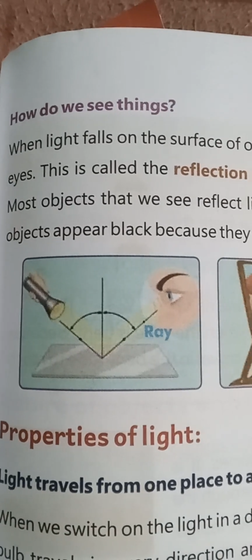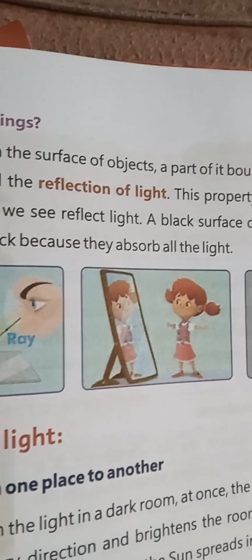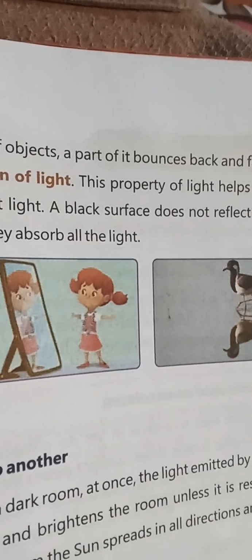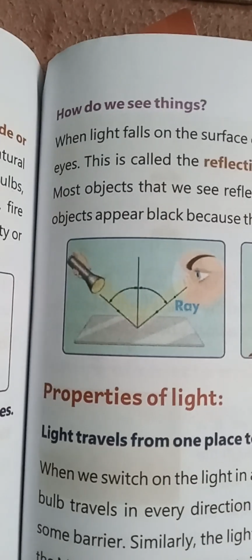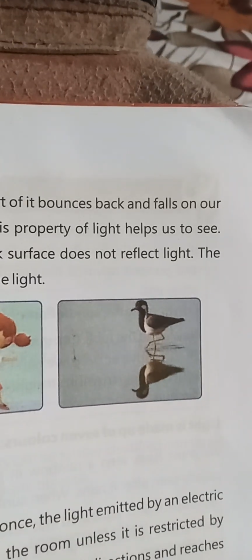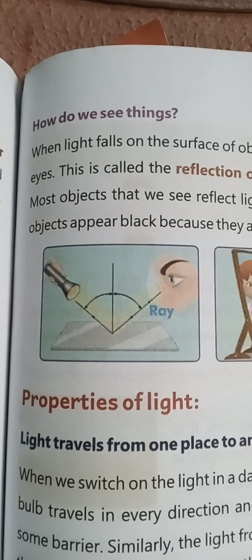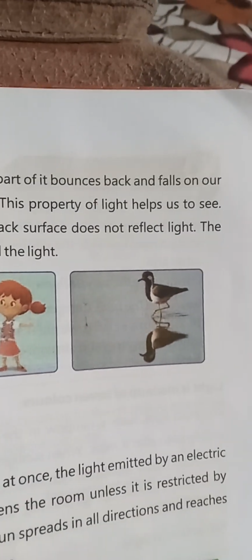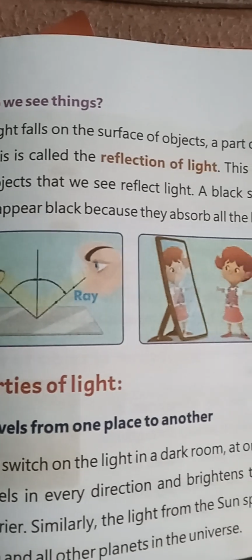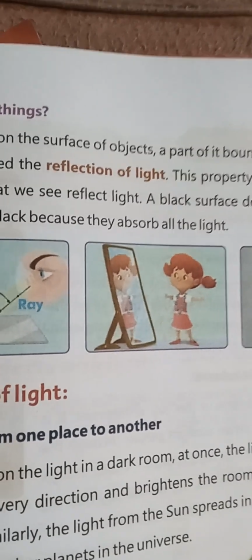How do we see things? When light falls on the surface of objects, a part of it bounces back and falls on our eyes. This is called the reflection of light. This property of light helps us to see. Most of the objects that we see reflect light. A black surface does not reflect light. The objects appear black because they absorb all the light.